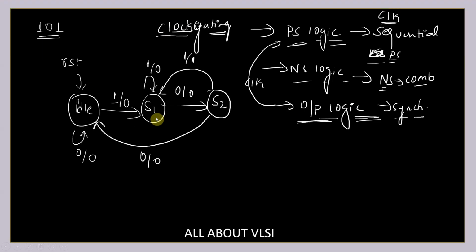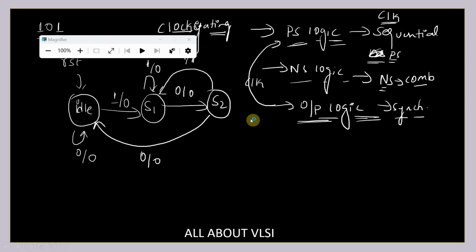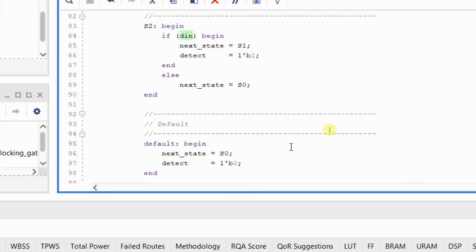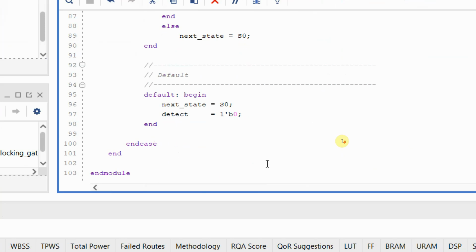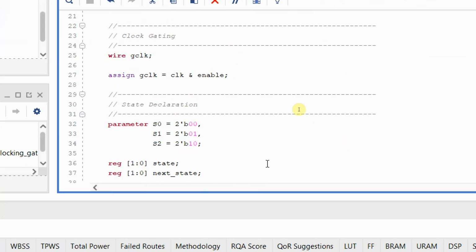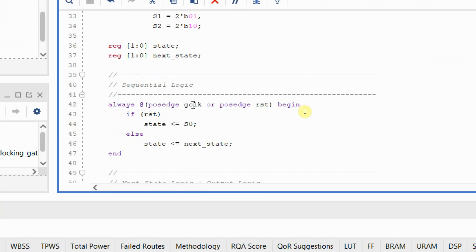Depending upon this FSM state diagram, if you are in S1 state and if your input is equal to 0, you are going to S2 state, or else if your input is equal to 1, you are going to stay in the same state. And after this, in the S2 state, that is what we have written, and by default we are going to 0. That's it. This is my FSM, and the only thing which I've added over here is this G clock logic.